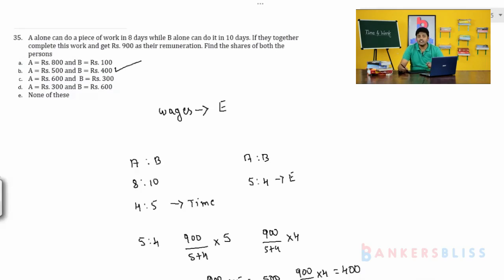Always you have to remember, guys, the wages has to be identified based on the efficiency only, not based on the time taken. But here in the question they have given the time taken, that is 8:10. So the ratio of time taken is 4:5, but efficiency is always inversely proportional to the time. So 4:5 is the ratio of time, then efficiency will be 5:4. So 900 has to be divided in the ratio 5:4. So after dividing, we got A as 500 and B as 400.